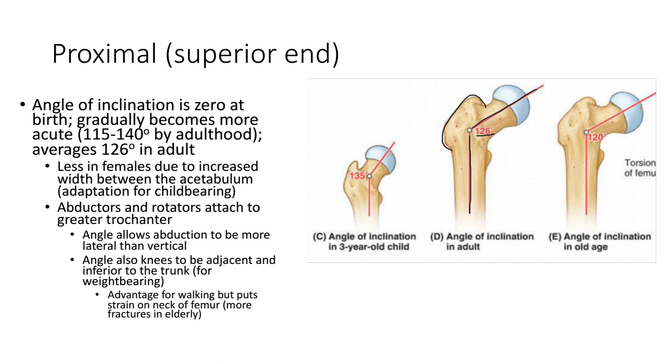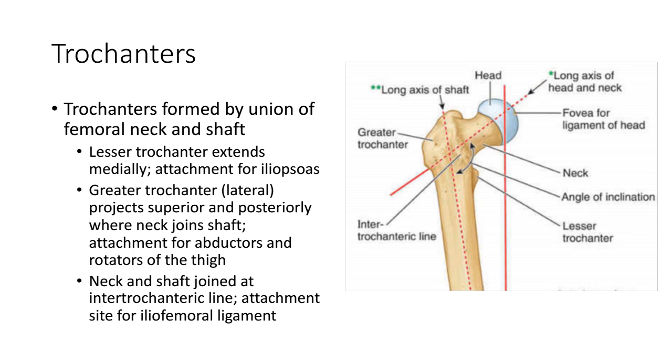The angle of inclination between the neck and the shaft allows for the abduction to be more lateral than vertical. And this makes it easier for walking, but it also puts a strain on the neck of the femur. And this can be a problem in elderly when their bones are less dense to begin with. The angle allows the knees to be adjacent and inferior to the trunk, and this helps to allow for weight bearing.